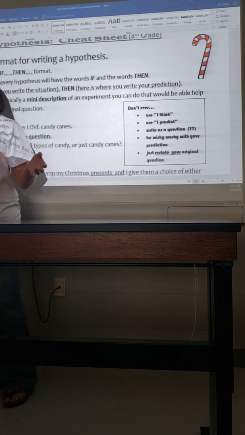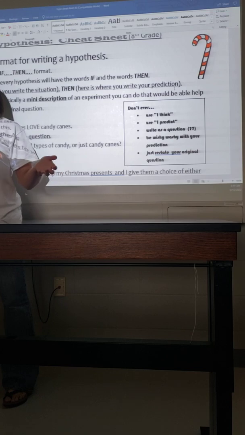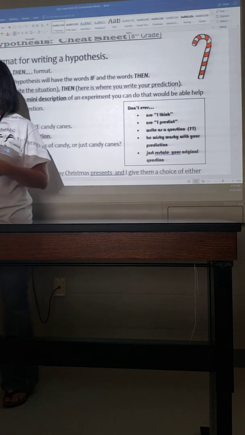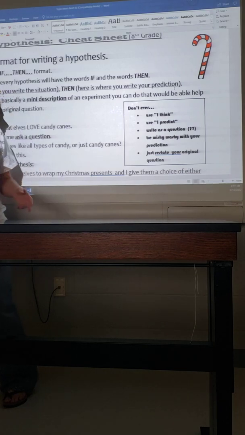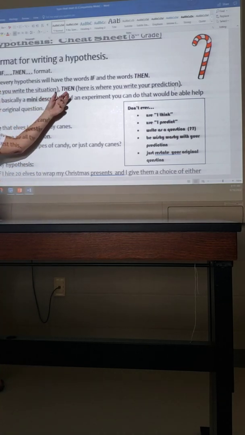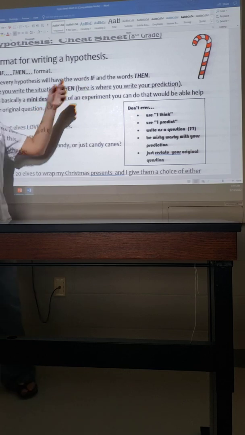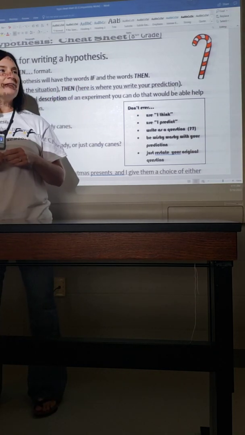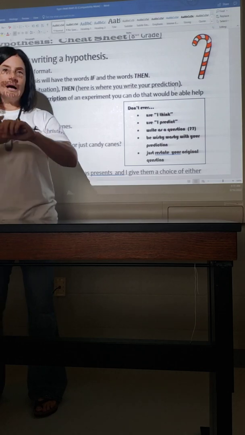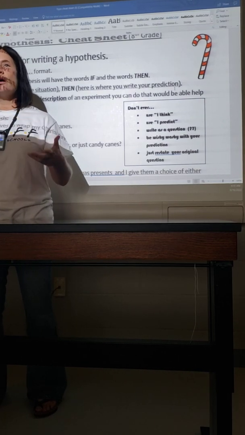You're not going to know all of the situation. You're not going to know all the experiment. You're not going to have all those details, but you're going to at least have some kind of idea of what is being tested. Next thing you have is the word then. So then, and after that follows your prediction, right? So you don't have to say, I think, or I believe. That is part of it.